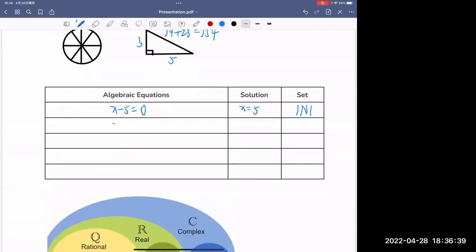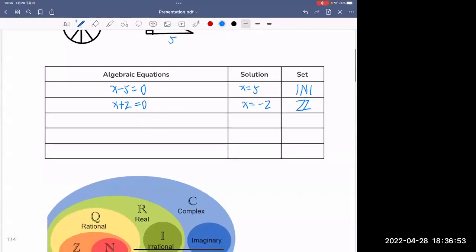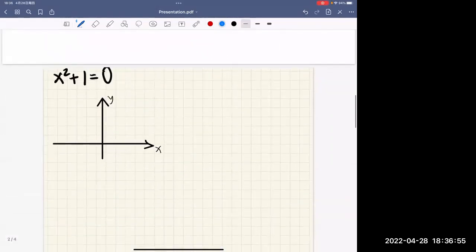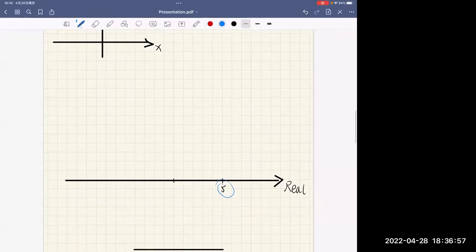And also, let's say x plus 2 equals 0. And the solution for x plus 2 equals 0 is x equals -2. And -2 is an integer. And we use the letter Z to represent integers. So x equals -2 is here.